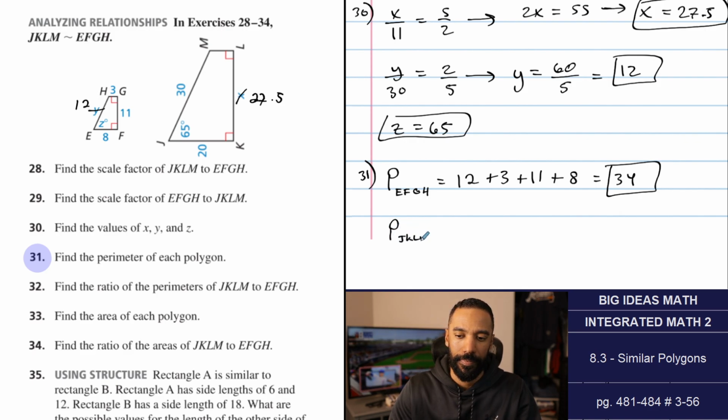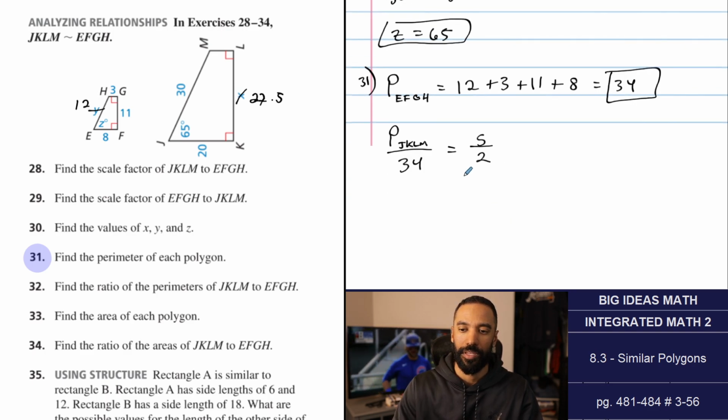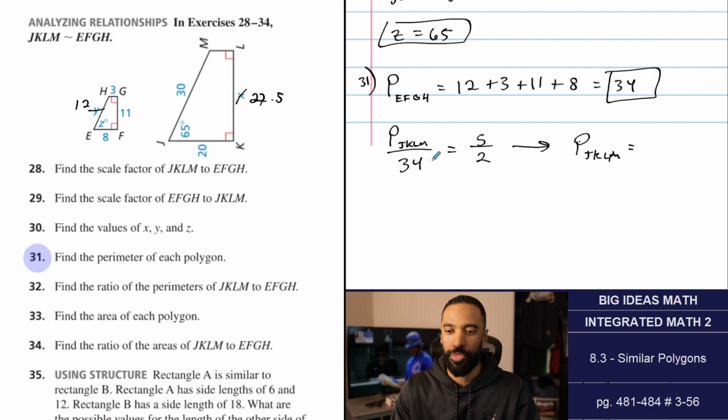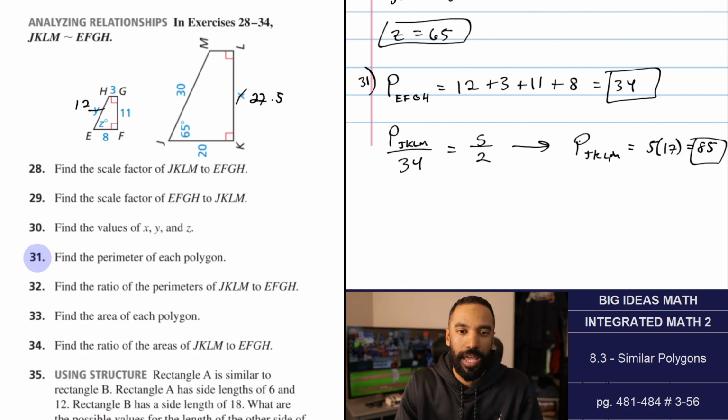So the perimeter of JKLM, if I divided that by 34, that's big over small. That should be the same as 5 over 2, big over small. Like that. And I can multiply both sides by 34. Again, something the book would probably do there, especially since there's nothing to reduce. So 34 times 5 halves is 17 times 5, which is 85 units. So that's the perimeter of the small, and the perimeter of the big. And I think that's all of number 31 that we do need. That was 31, right? Okay.